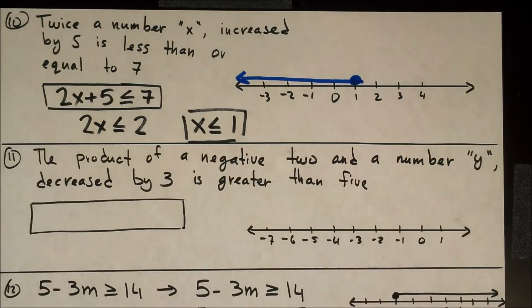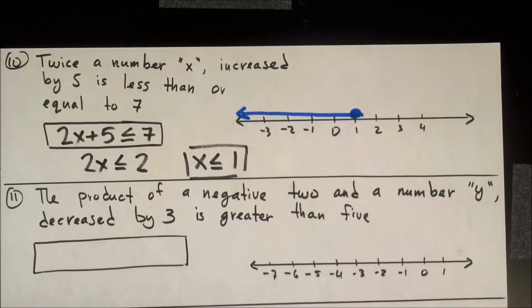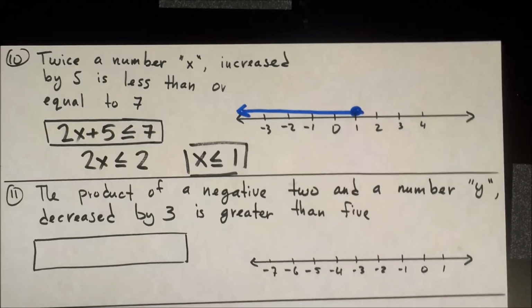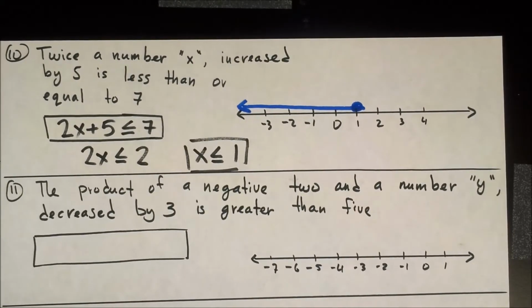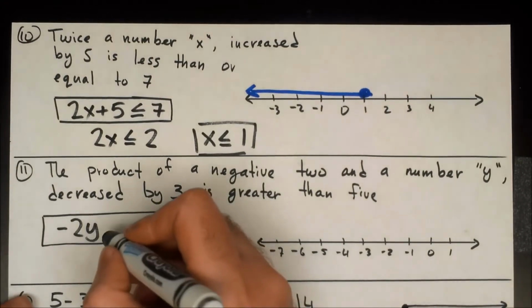11 is next. All right, number 11. Let's work it out. The product of a negative 2 and a number y. The product always tells me it's a multiplication, so I'm multiplying a negative 2 and a number y. Negative 2 times y, so negative 2y, which is the product of a negative 2 and a number y, decreased by 3. That tells me minus 3, or subtract 3.